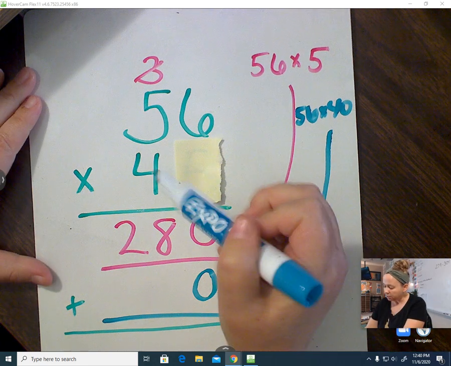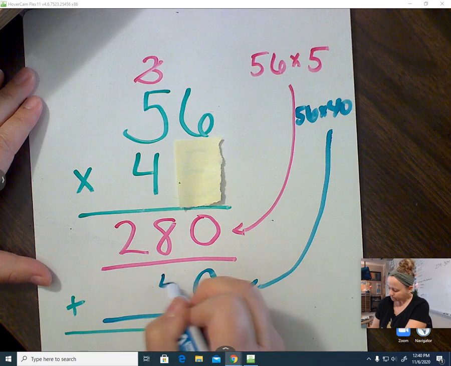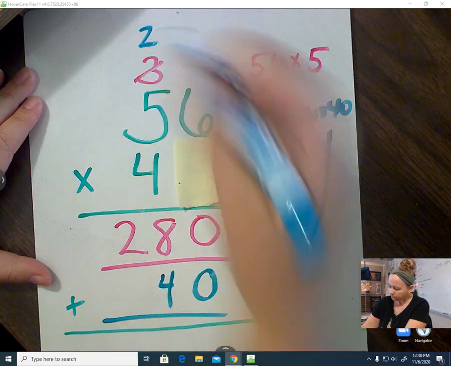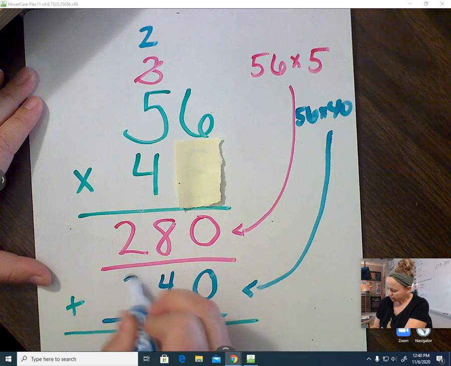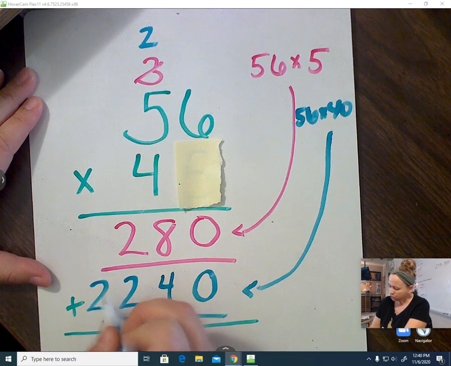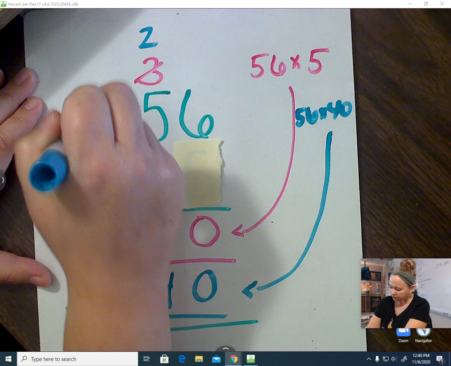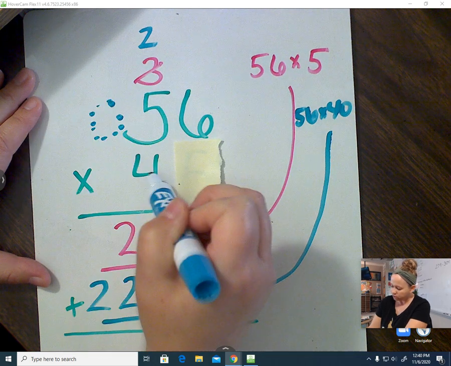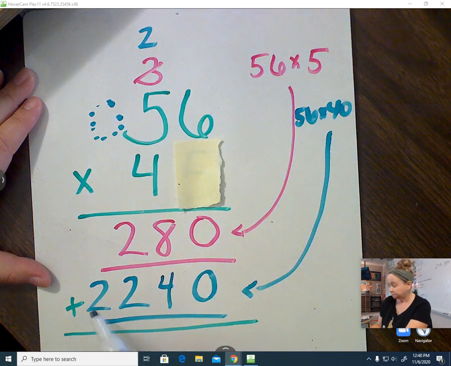Okay, now I'm going to multiply. 4 times 6 is 24. I put my 2 up top. 4 times 5 is 20, plus 2 is 22. And I couldn't put the 2 up here, but there's nothing else. This technically would be a 0 here, right? And so what I would do would be 4 times 0 equals 0 plus 2. So I just went ahead and wrote the 2 down here.